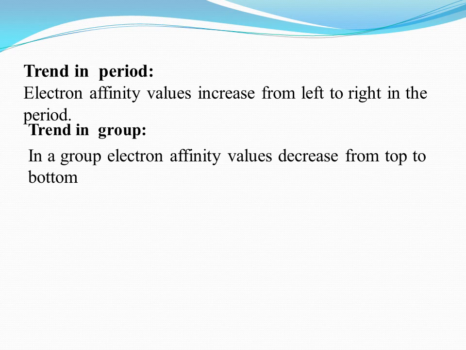Now, trend in group. In a group, electron affinity value decreases from top to bottom because the size of an atom increases down the group. With the increase in the size of an atom, shielding effect increases, which results in poor attraction for the incoming electron. Less energy is released.